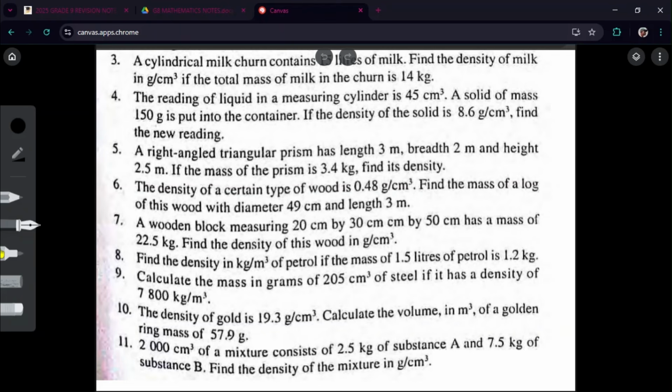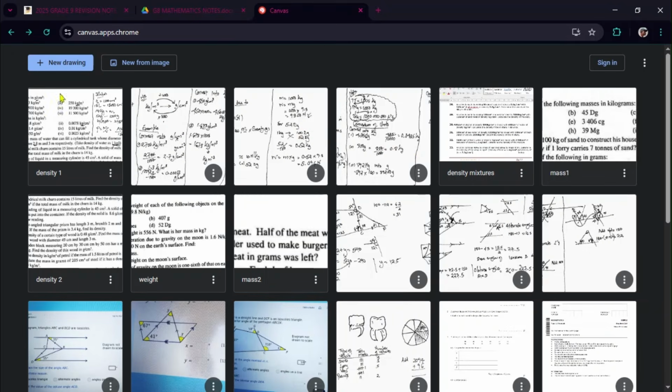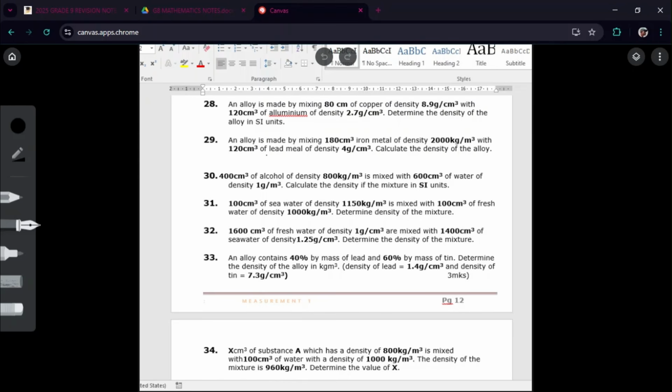And we have also many more questions that are of the same form. If I pick like this one, we have an alloy. An alloy is a mixture. I just picked a random question. An alloy is a mixture made of mixing by 180 centimeters cubed of iron metal of this density with 120 centimeters cubed of lead, supposed to be metal of density that. You calculate the density of the alloy. In other words, the density of the mixture.